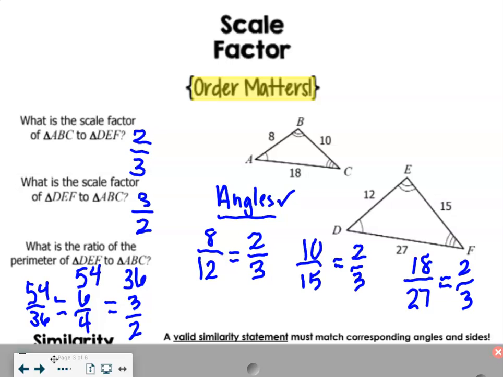So what do we notice between the ratio of the perimeters and the scale factor? The same. Want to write yourself a note? They're the same. The ratio of your perimeters and the scale factor are the same.